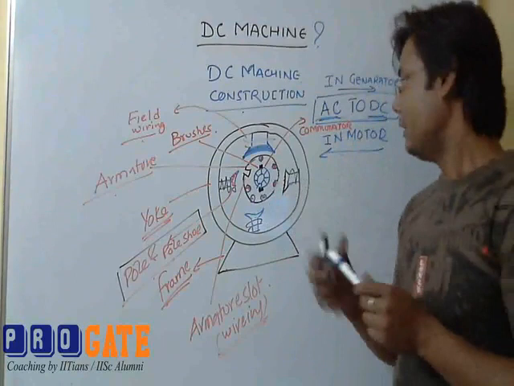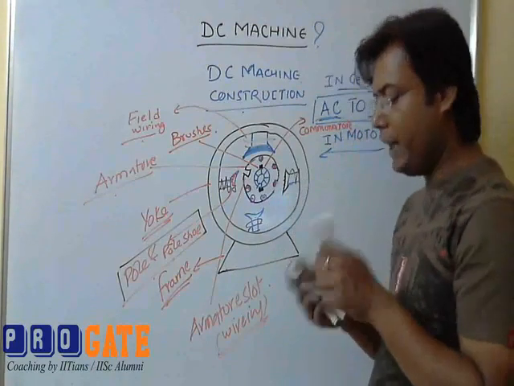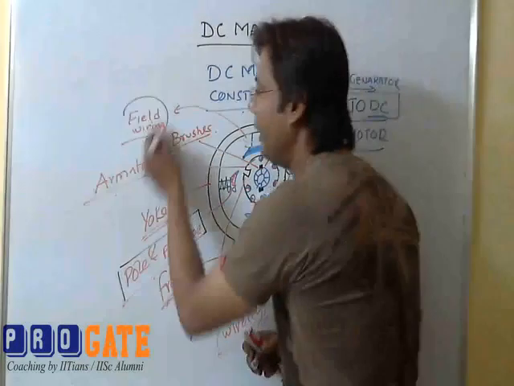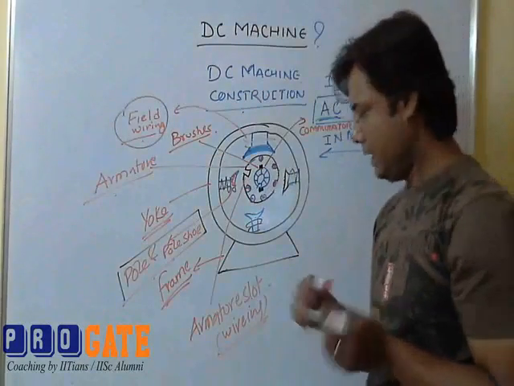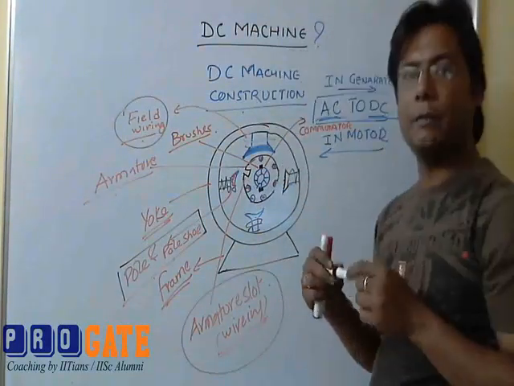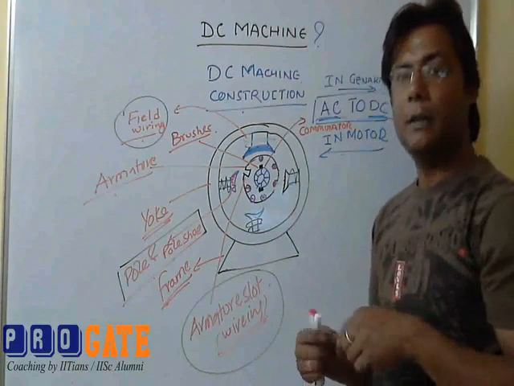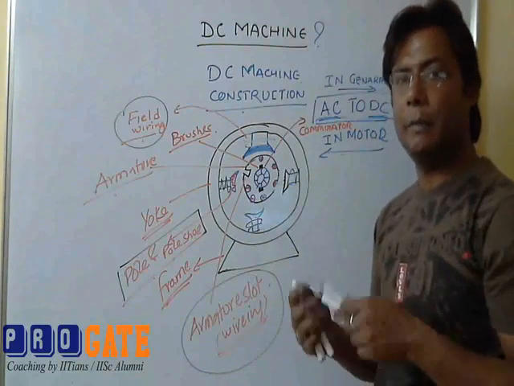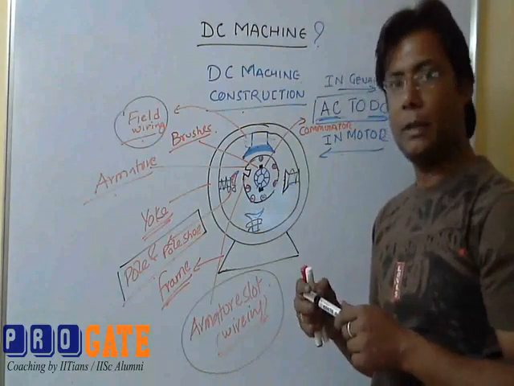And there are two types of winding. One is called the field winding, which provides the flux to the machine. And the other is the armature winding, which gives the rotation because these two interact with each other, and something happens which we will discuss later, and our motor rotates or my generator starts working.